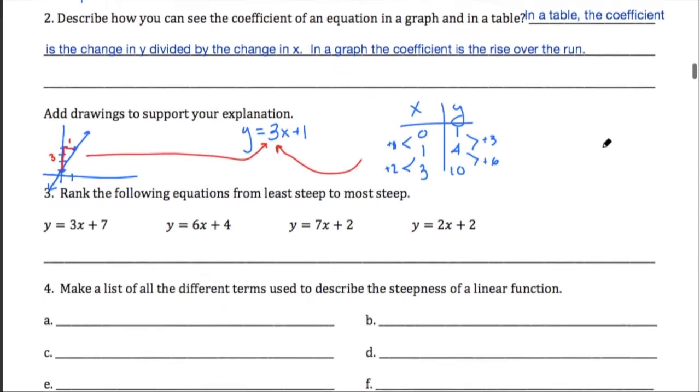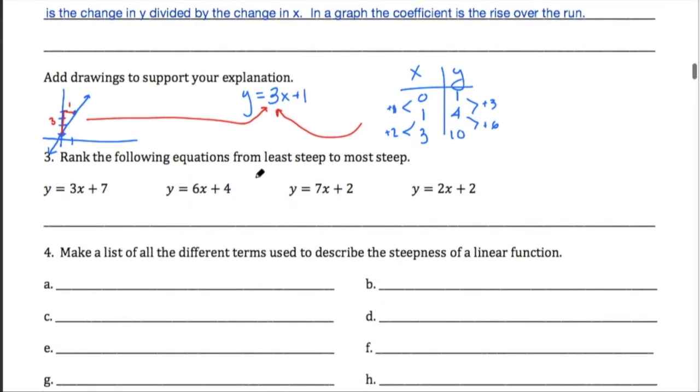So we've talked a lot about slope and it being the coefficient of x in our equations. So now let's talk about putting equations in order from least steep to most steep when we're just given the equation. We don't have to take the time to graph them. So we're just looking at those coefficients.